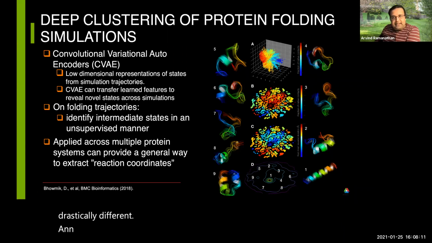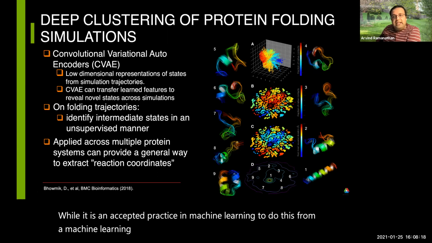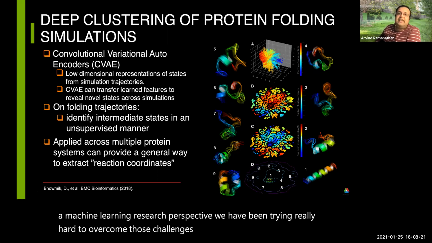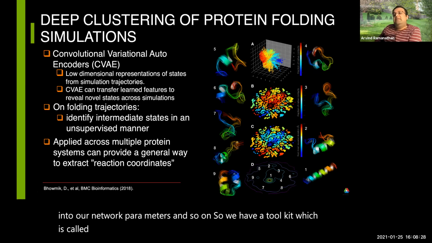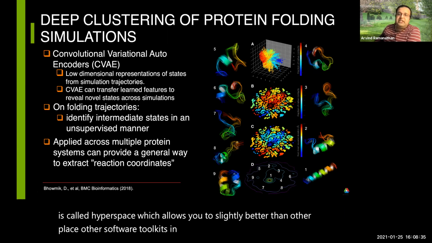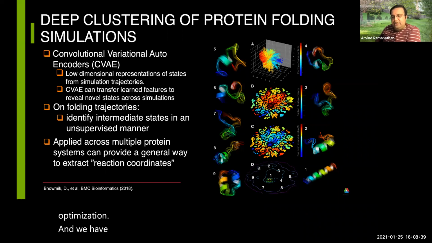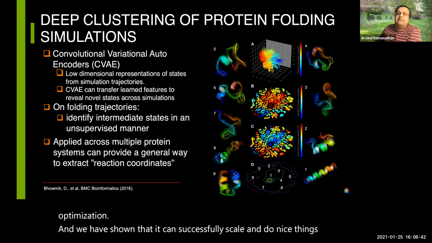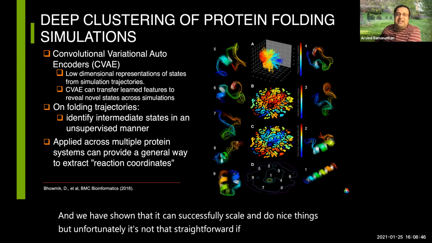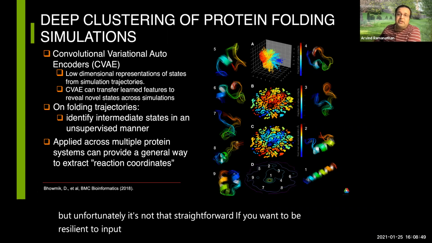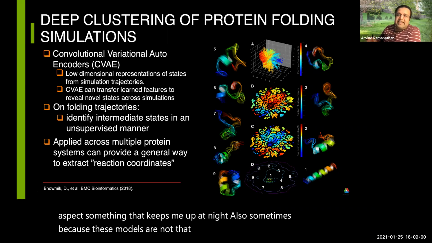And while it is an accepted practice in machine learning to do this, from a machine learning research perspective, we have been trying really hard to overcome those challenges, what we call resilience building into our network parameters and so on. So we have a toolkit called Hyperspace, which allows you to be slightly better than other software toolkits in terms of hyperparameter optimization. And we have shown that it can successfully scale and do nice things, but unfortunately, it's not that straightforward if you want to be resilient to input perturbations and so on. So that's a very important aspect, something that keeps me up at night sometimes, because these models are not that reliable, unfortunately. But this is the state of affairs today.